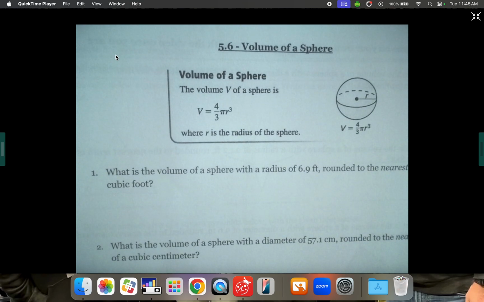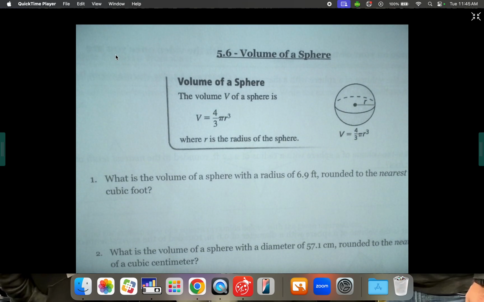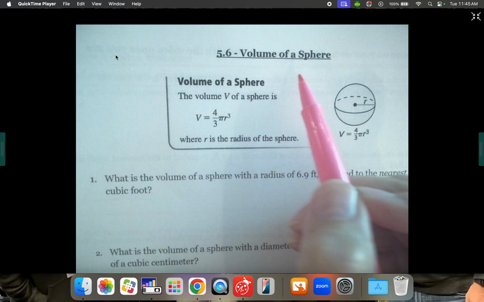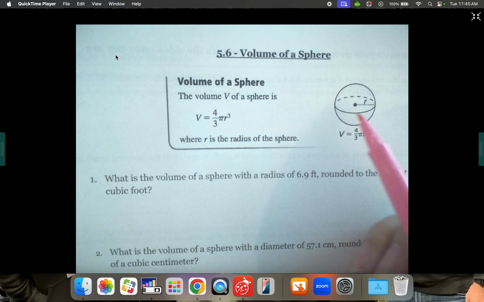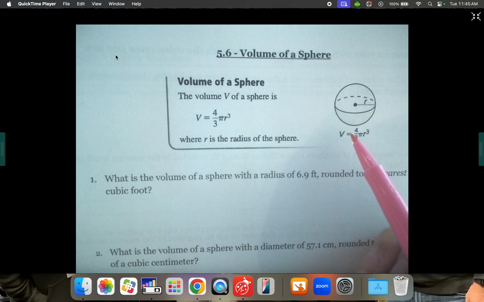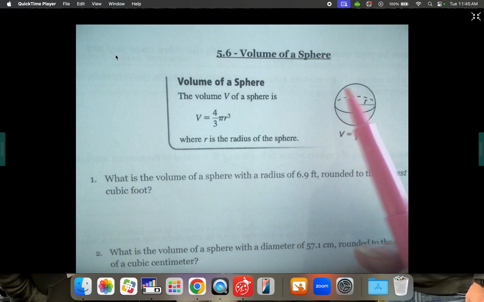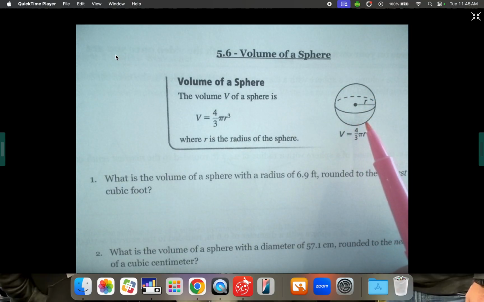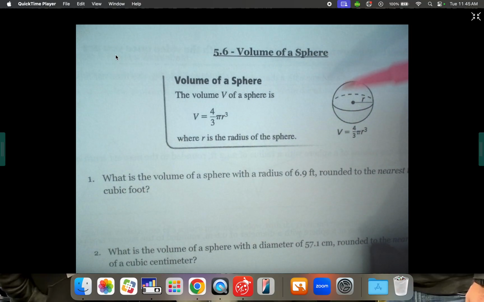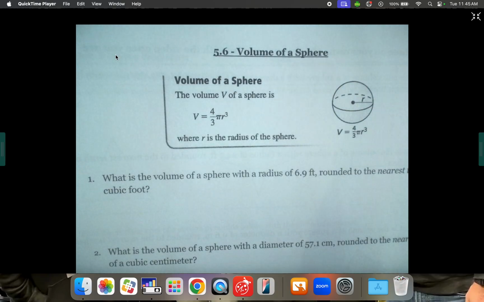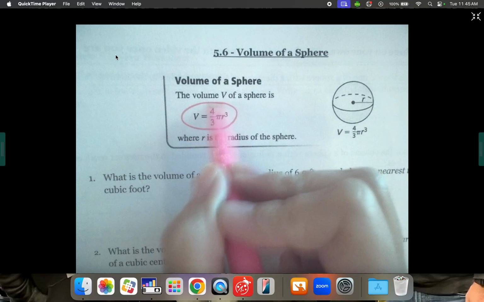Okay, we are ready for our last new lesson of this PLP unit. It is 5.6 and it is talking about volume of a sphere this time. So volume, remember, is the air filled up on the inside, or what you could poke a hole and fill up with water or whatever, something filling the inside of this sphere. So it's just a very basic, simple formula, and here it is.